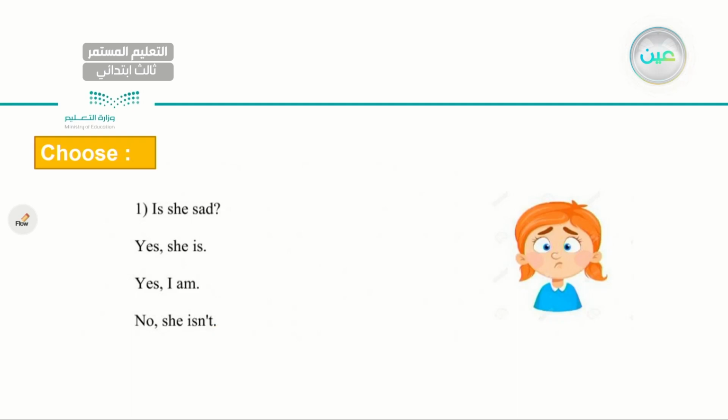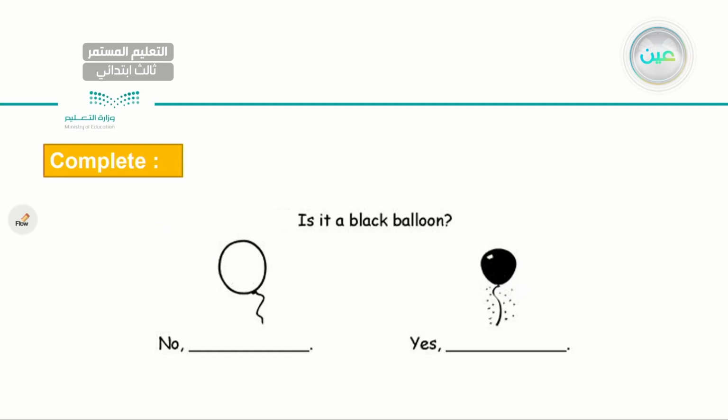Look at the picture. I have the question and three options for you. Is she sad? Yes, she is. Yes, I am. No, she isn't. So we will drop the answer in the middle, so it's either the first one or the third one. Yes, she is, or no, she isn't. What do you think? Does she look sad? Yes, she is. She is sad.